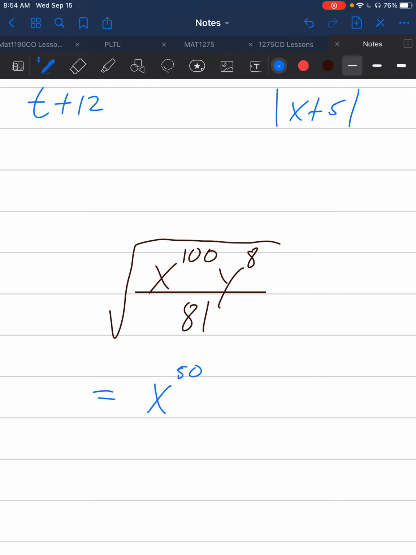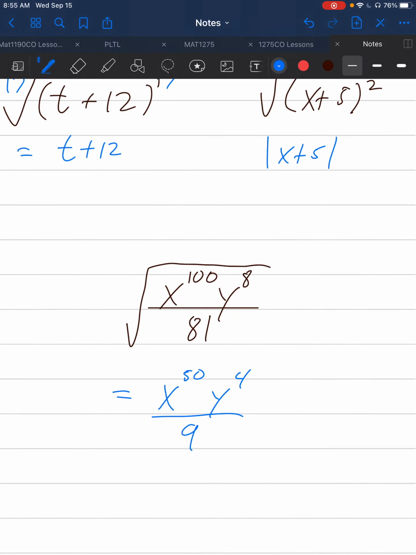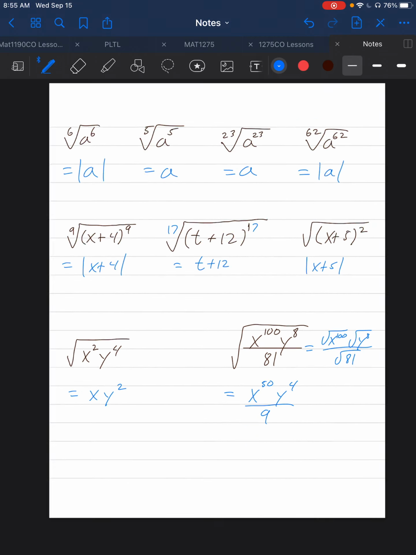100 divided by 2 is equal to 50, so the square root of x to the 100 is x to the 50th. Remember, 8 is not a perfect square as a base value, but as an exponent, it definitely is. Divided by 2 is equal to y to the fourth. And then on the denominator, the square root of 81 is equal to 9. So please, please don't confuse your base numbers and your exponents. Make sure that you are applying the correct rules for each.